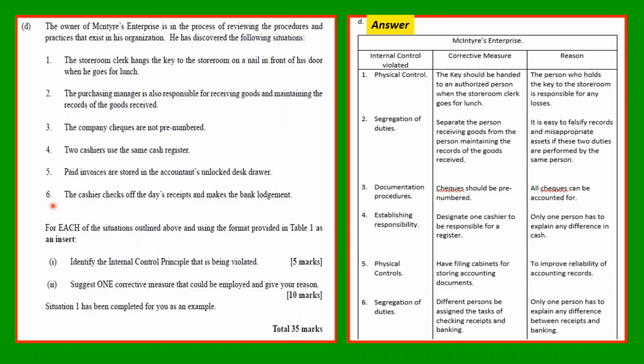Number six, the cashier checks off the day's receipts and makes the bank lodgement. Again, we have the same segregation of duties, one person doing two things, and the control is being violated. Different persons should be assigned the tasks of checking receipts and banking.